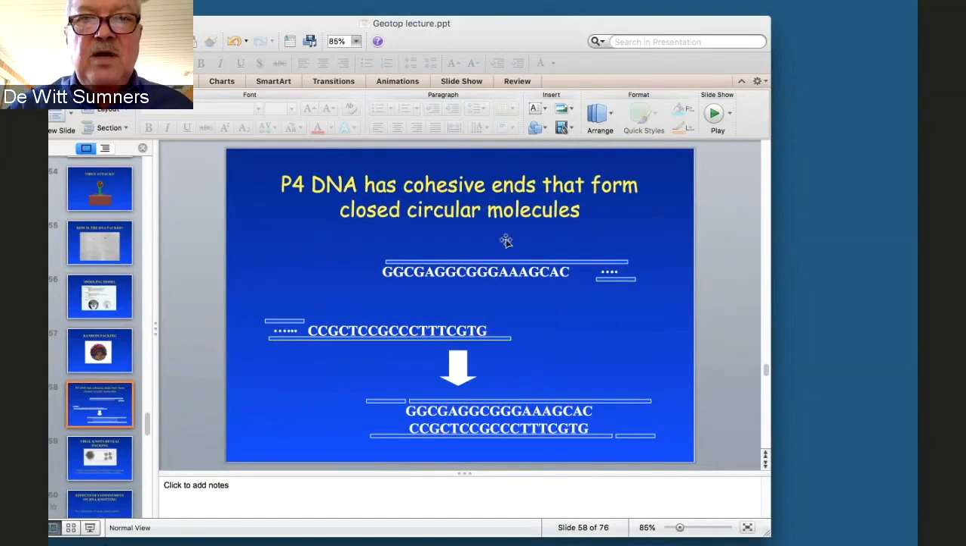So here's the single-stranded nature. This is P4 DNA. It's about 10,000 base pairs, and it's single-stranded on the ends. And these single strands have affinity for each other, so it becomes circular once it gets inside the cell.